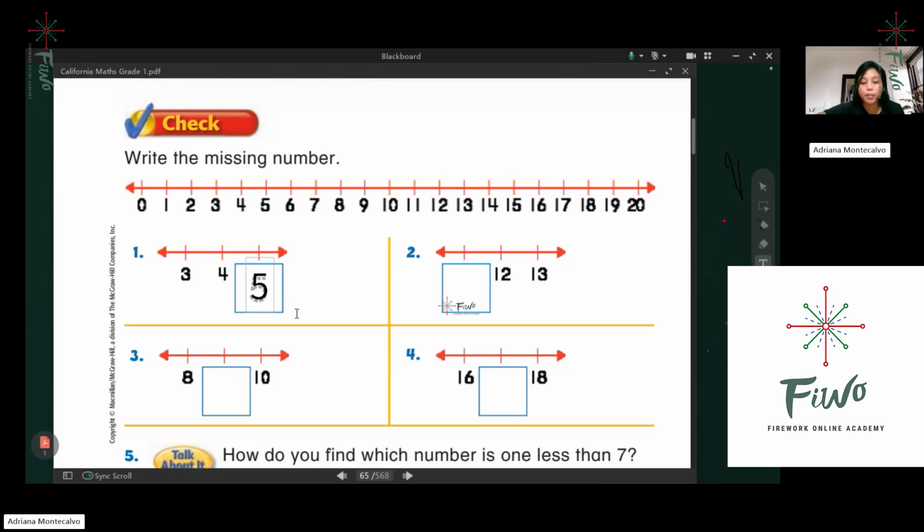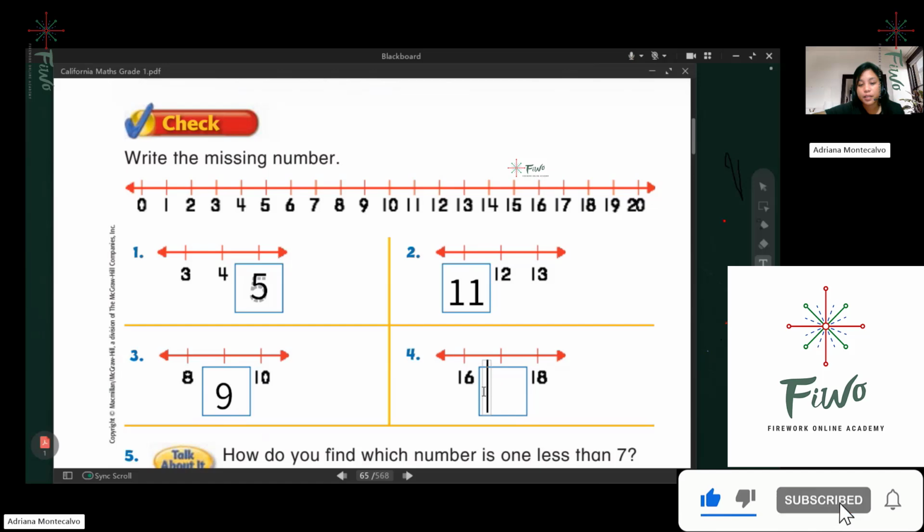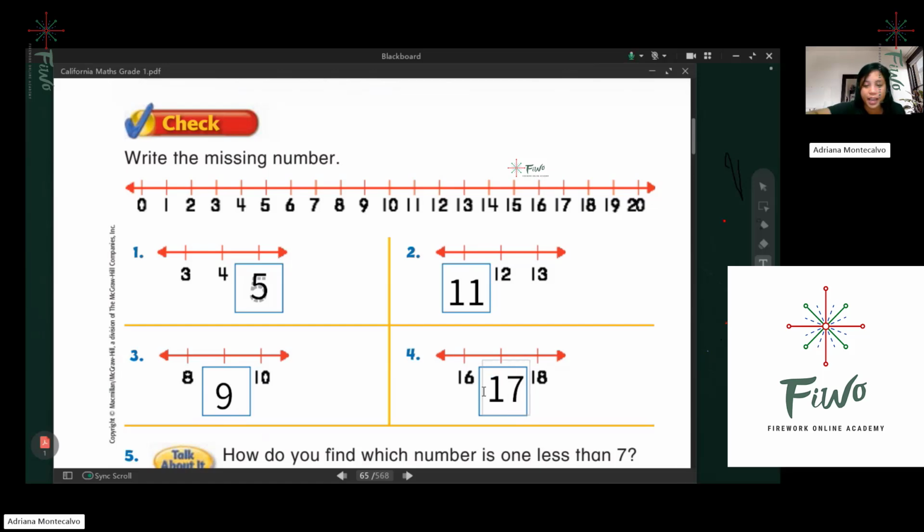Okay, how about number 2, Kong? What's the missing number? 11. So easy. 11. Number 3. 9. Good job. And number 4? 17. 17. Okay, good job, Kong. Okay, so that's it. Do you have any question about this one?